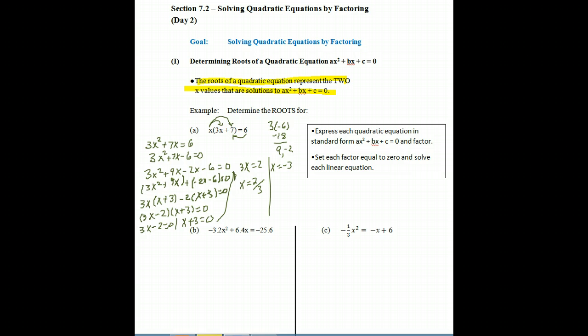Your two outside terms go together, and in the brackets you should have both terms being the same. If they're not, then you've made a mistake. So your brackets should contain the same values. And use zero property and solve for both. And we find our two roots are 2/3 and negative 3.